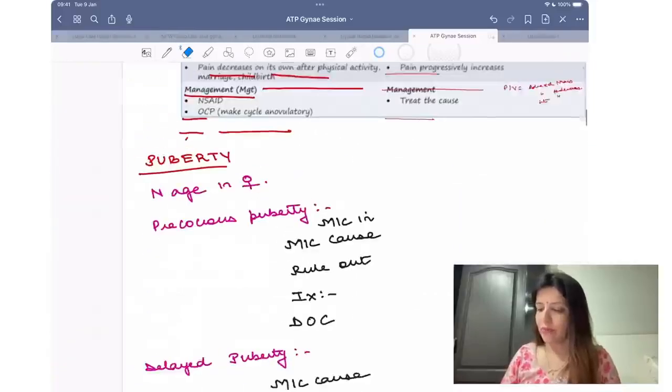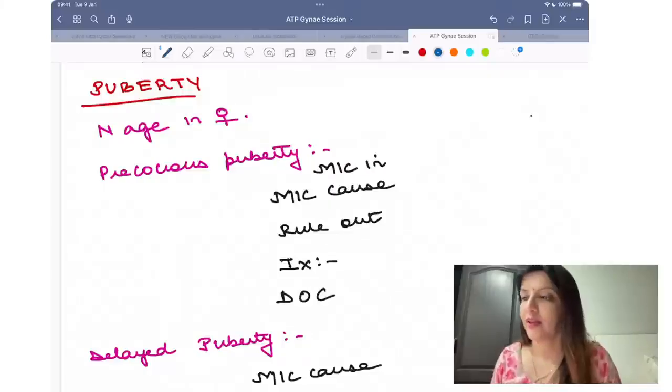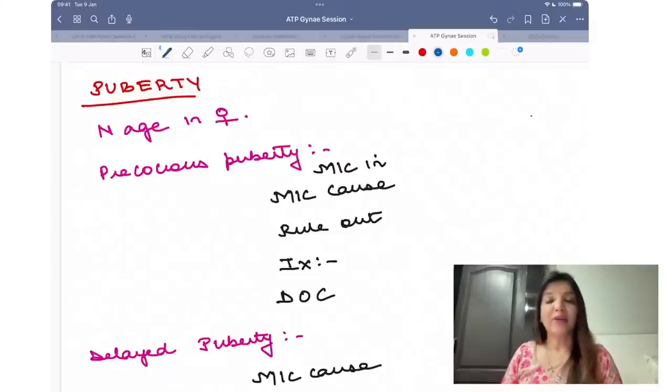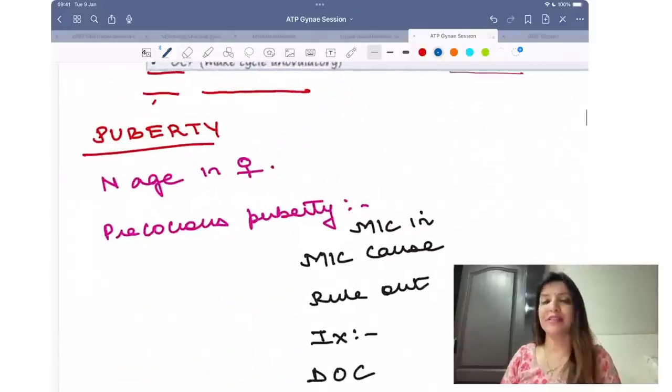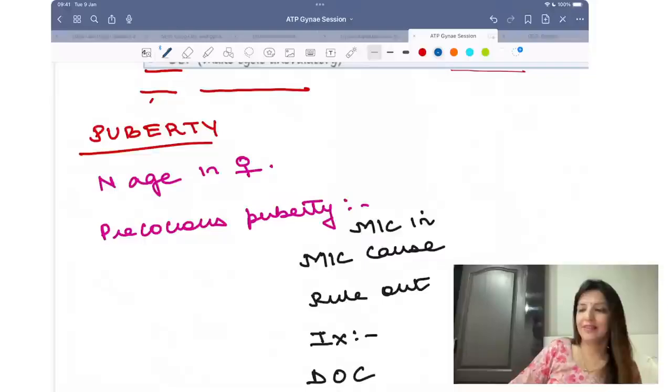Okay. Now tell me, coming to puberty. Let's talk about puberty. Tell me, what is the normal age of puberty in a female? Normal age of puberty in females? What's the normal age of puberty in females? जल्दी बताओ. 13 years. That's the normal age of puberty.